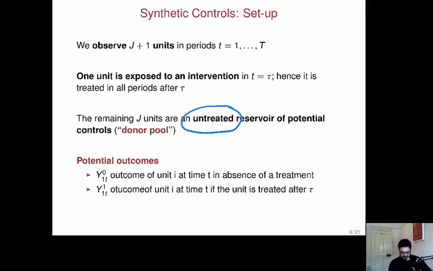So then we have the potential outcomes in treated and control units. Those with a superscript 0 are the ones in the donor pool, and those with superscript 1 are those in the treated unit. And then we observe them obviously in several time periods.